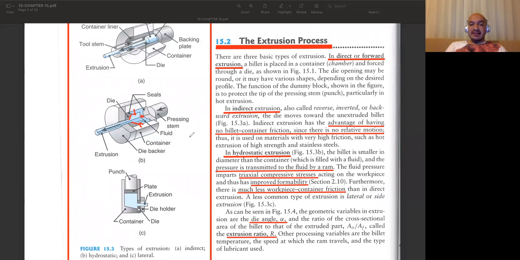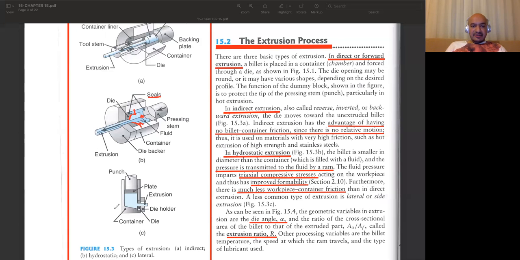But the thing is that it's quite difficult to apply, since you need to maintain a kind of high pressure inside this chamber, and once you increase the pressure, probably our fluid will be leaking from these sides, and you need to make use of proper seals, and this is a complicated process. That's why we don't have many applications in the industry.